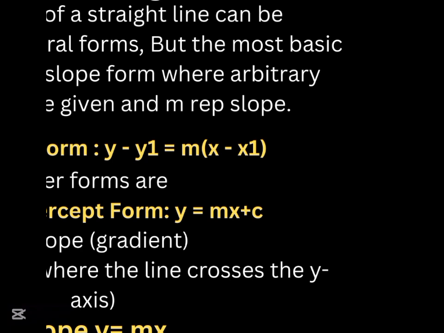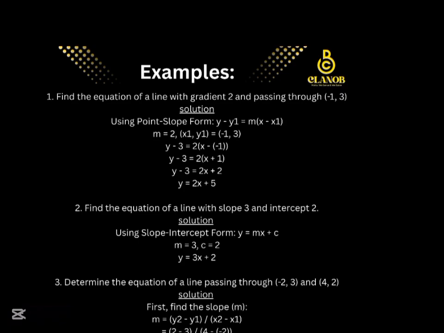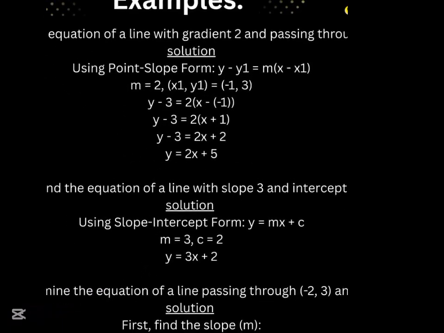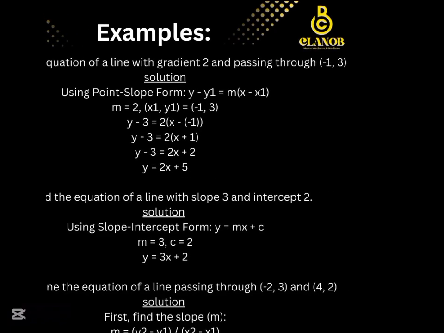Your x and y are constant, they don't change, right? So you're only giving values of x1 and y1 to substitute, and then you can find the equation of a straight line. Now we are told to find the equation of a line with gradient 2 and passing through the point minus 1, 3. So here we are doing a very simple and direct substitution. Your m is 2, your x1 and y1 respectively are minus 1, 3.